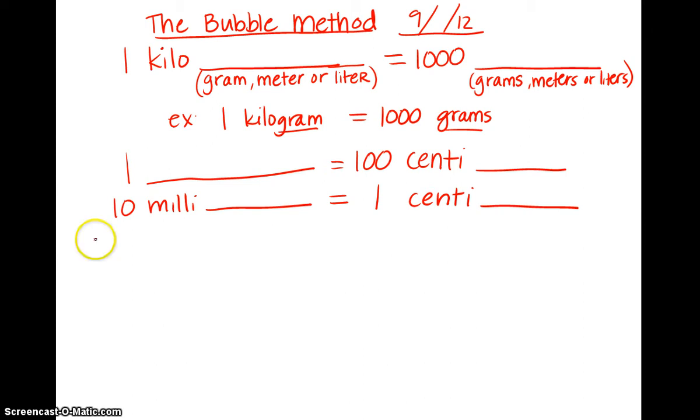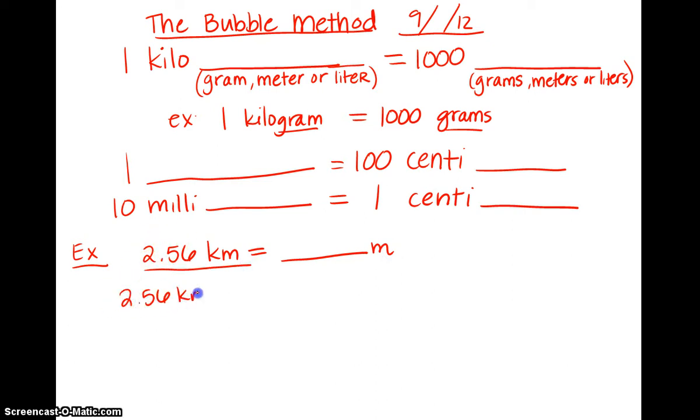So here's what you do. The problems that you're going to get about this are going to look something like this. All right, let's start with an example. Okay, 2.56 kilometers. I want you to convert that into meters. All right, step 1 is always to take what you start with, 2.56 kilometers, and stick that over 1 and stick it in a bubble. That's why this is called the bubble method.